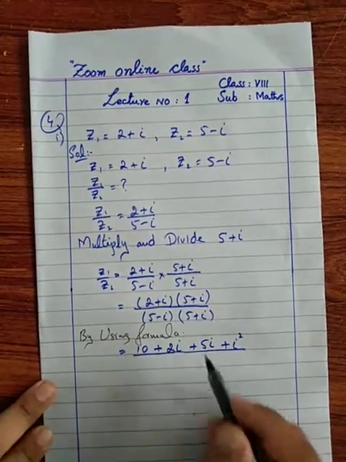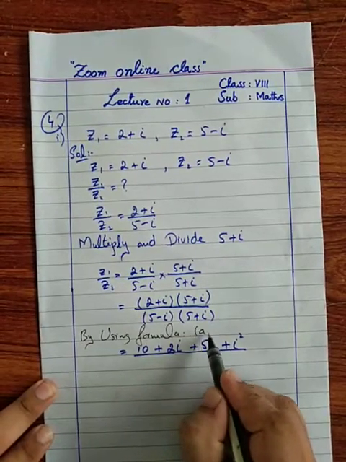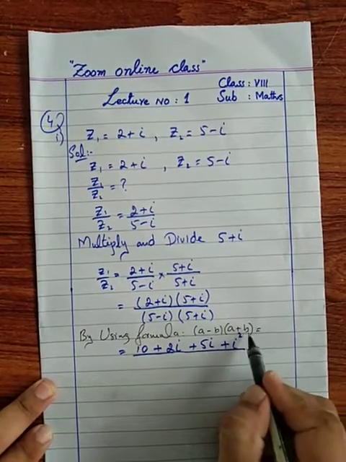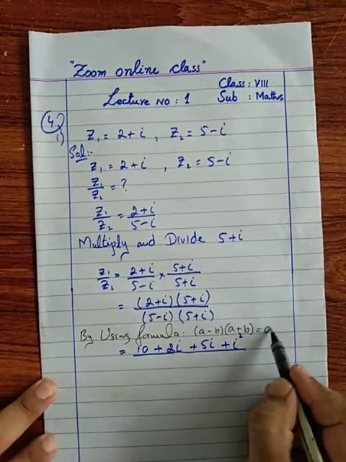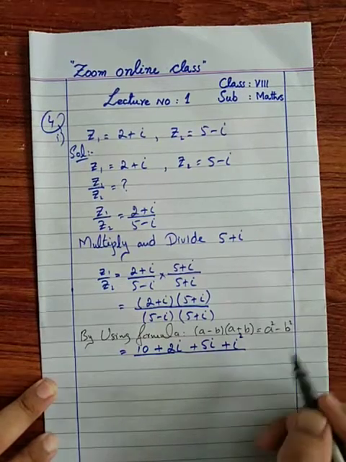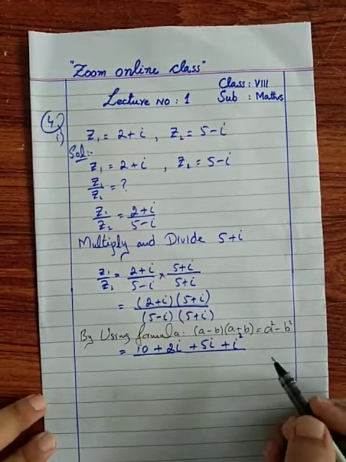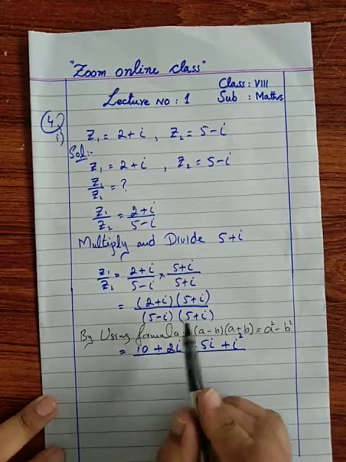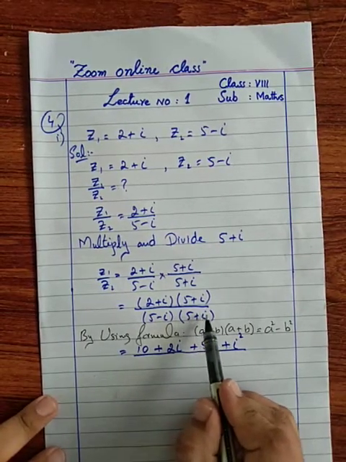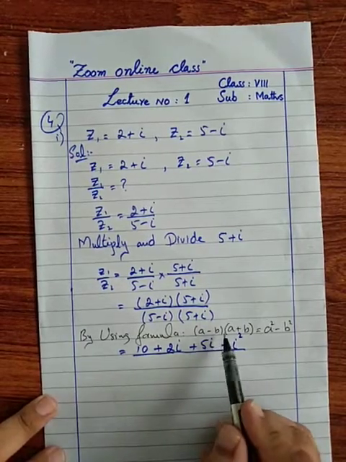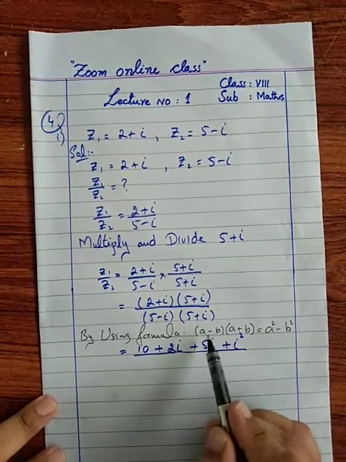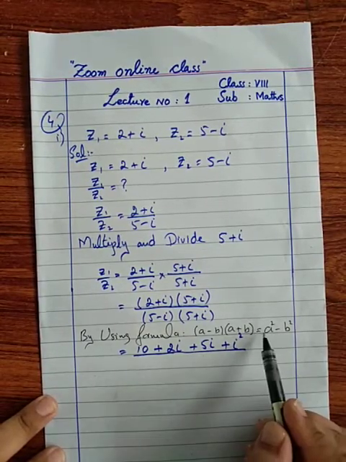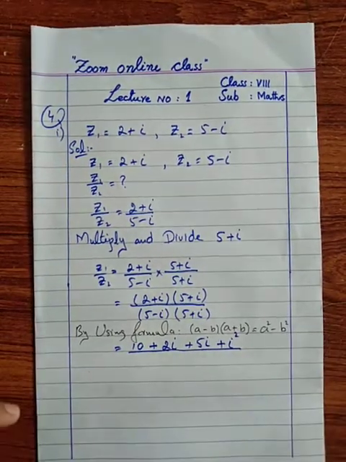By using the formula, which shows us that if any number is in the form of a minus b and a plus b, it will equal a square minus b square. So here we see the form of a minus b, and in the second bracket a plus b. So the formula shows us that any numbers in the form of a minus b and a plus b will equal a square minus b square.